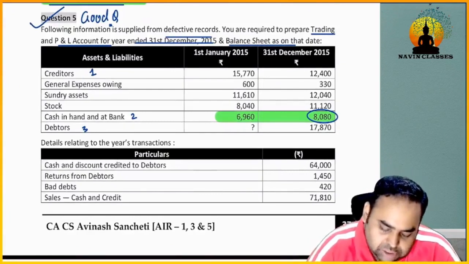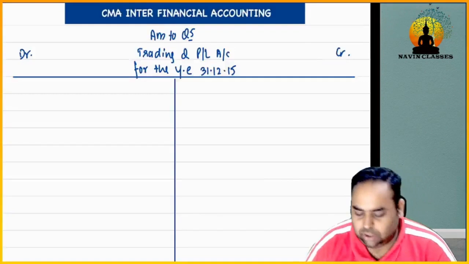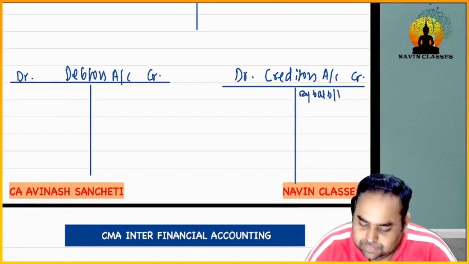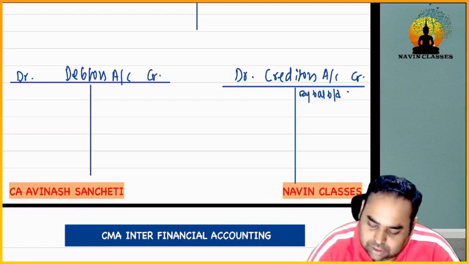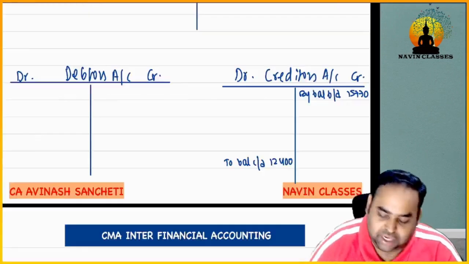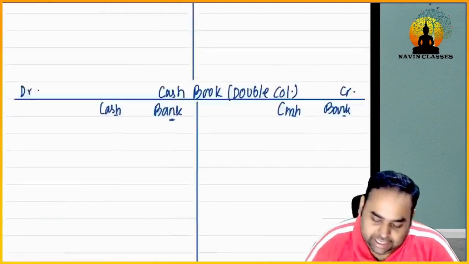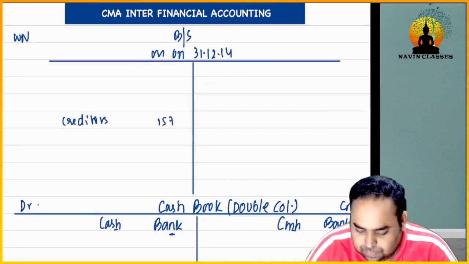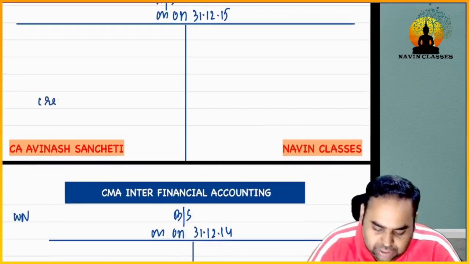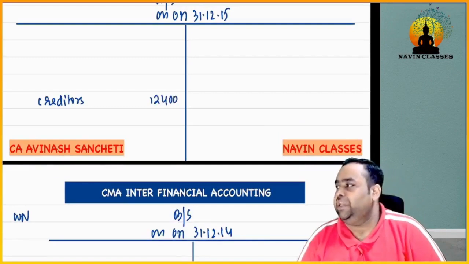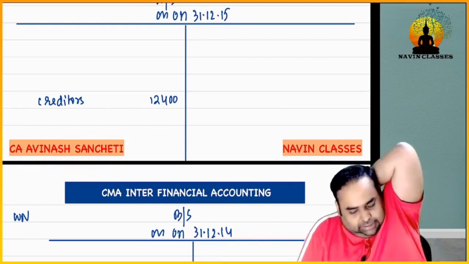Here the opening and closing balance of the creditor is given, right? Now I'll go to the creditor's account and I'll write by balance BD, opening balance 15,770. Then I'll write to balance CD 12,400. This creditor will go into the balance sheet. In the opening balance sheet, the opening creditors, and in the closing balance sheet, the closing creditors.